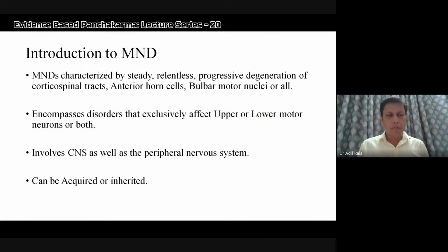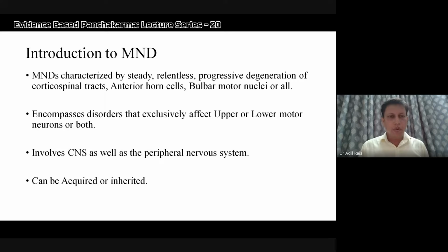Introduction to MND. Motor neuron disease is characterized by steady, relentless, progressive degeneration of the corticospinal tracts, anterior horn cells, bulbar motor nuclei, or all of them combined. So we would like to go step by step in understanding these particular structures, because to understand the disease and its symptoms, it is very important to understand these individual structures and their roles in the disease.